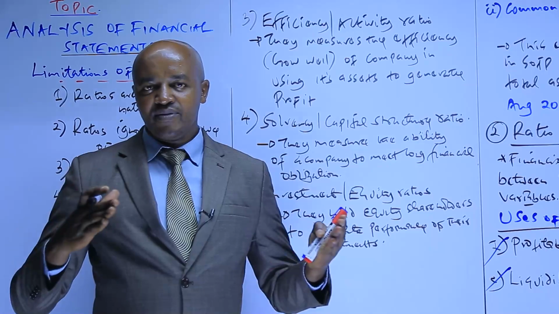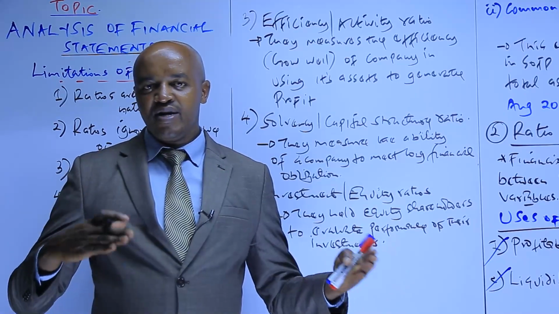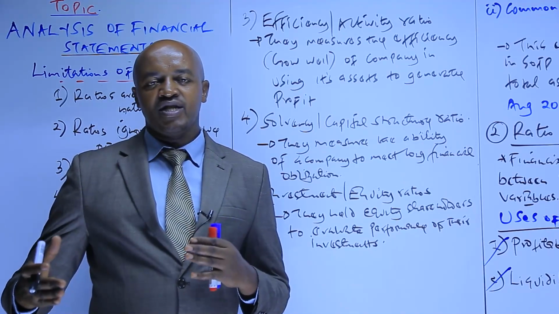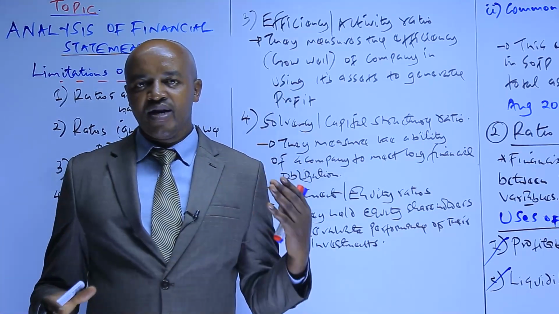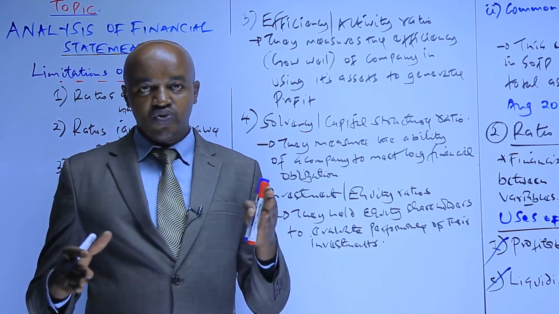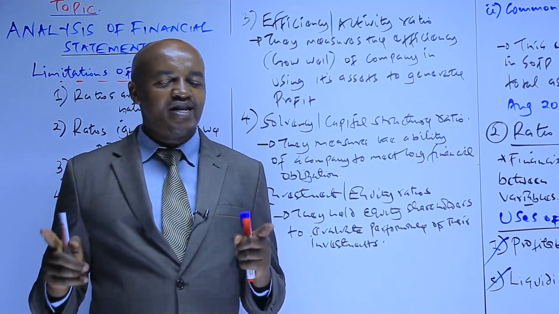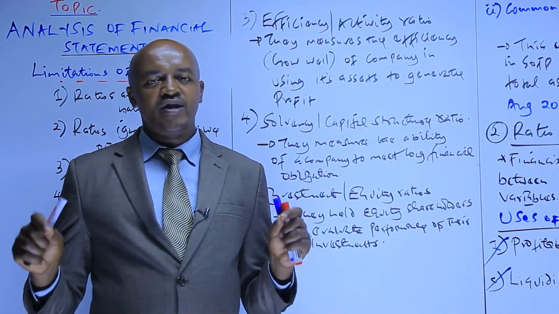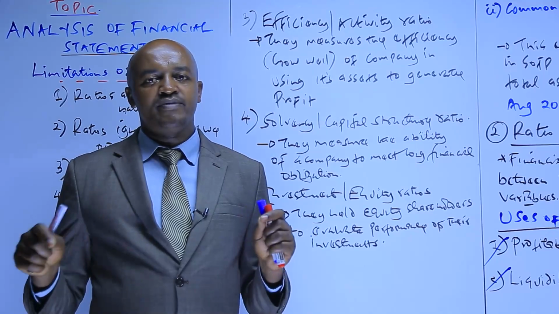Now, if these two companies, company A and company B, happen to be using different accounting policies, like company A is depreciating its asset using the straight line method, company B is using the reducing balance method, then the ratios which you are going to compute will be highly affected, will be highly influenced by the accounting policies adopted by these companies.